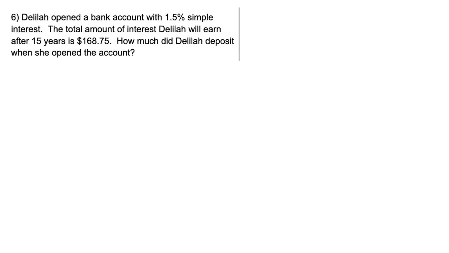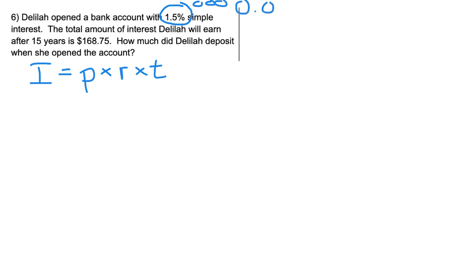All right, question number 6 is going to move us into some interest problems. And I'm going to remind you that interest is the principal, money, times the rate, percent, times the time in years. All right, so Delilah opened a bank account with 1.5%. Ooh, that goes right here, but you know what? I'm going to think of that as a decimal, 0.015. Remember, we move our decimal 2 places to the left. So right under the R, I'm going to put that rate as a decimal.